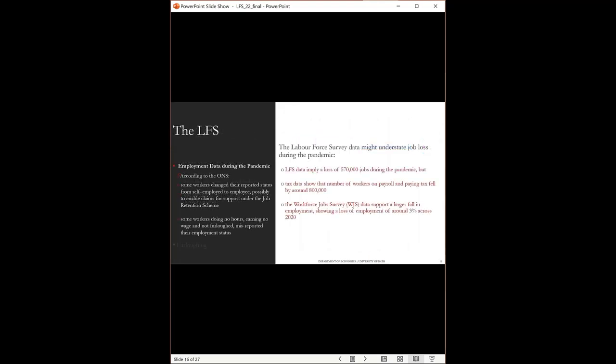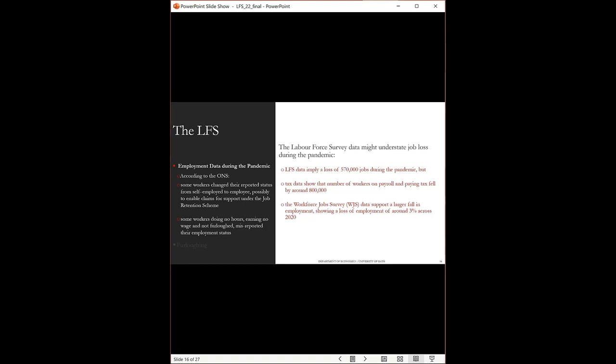Now, a few caveats about the LFS data we used. There are suggestions that the LFS may have understated the extent of job loss during the pandemic for a couple of reasons. One of which is that some workers may have changed their employment status, say from self-employed to employee, in order to access support under the government scheme. That factor does not affect our analysis because we analyze both the self-employed and the employees.